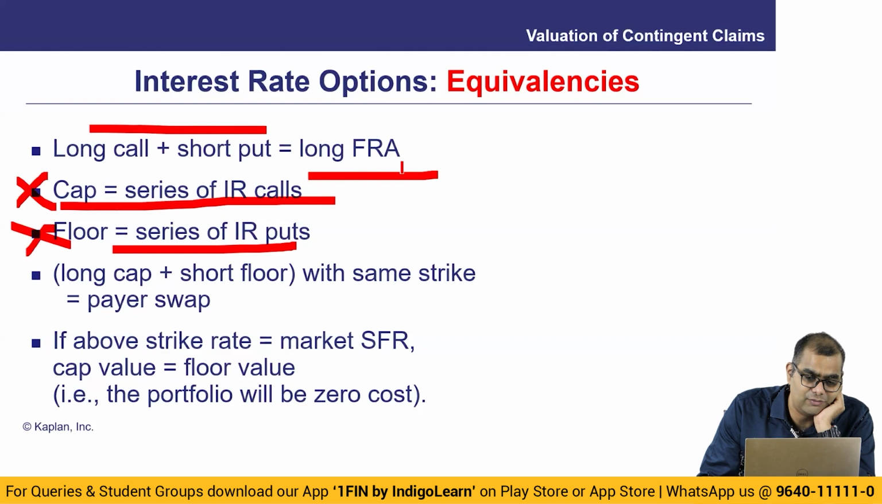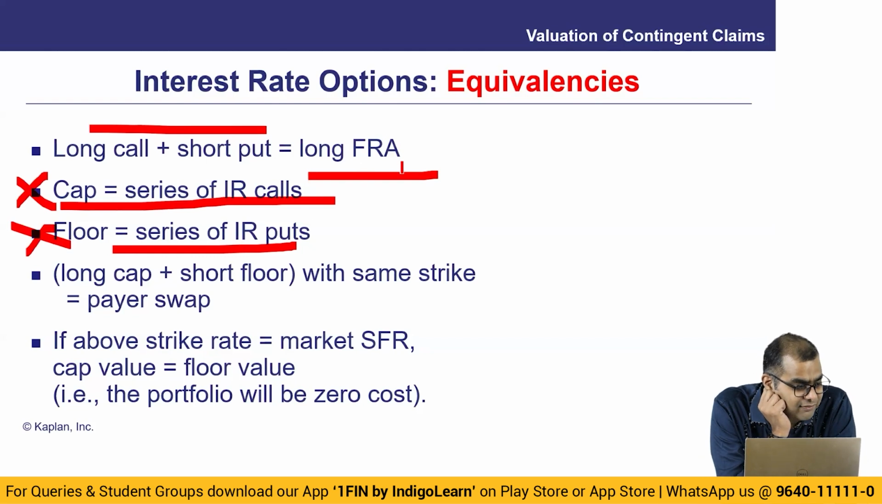Then what is long FRA? I have a right to borrow at 7% even if the market interest rate is 10%. So if the market interest rate is 10%, then I will get back 10 minus 7, I will get 3. So I have a right, so long call.